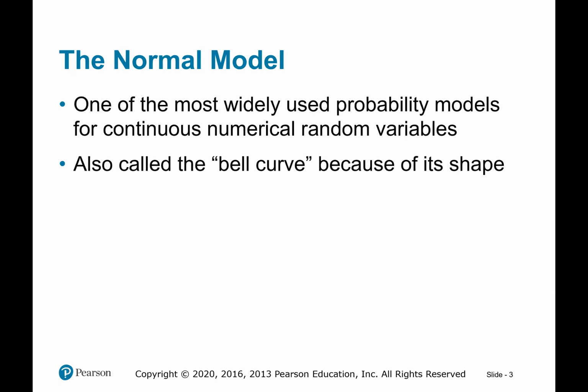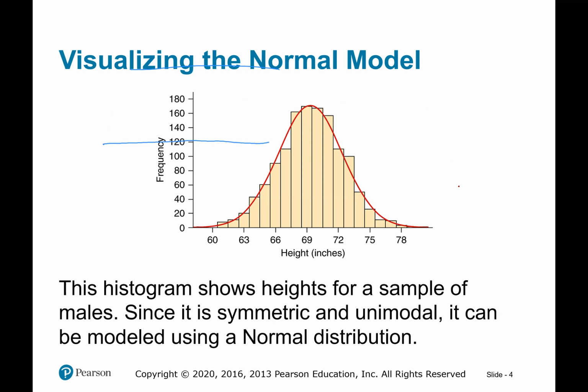In this section, we're talking about the normal model. It is one of the most widely used probability models for continuous numerical random variables. So remember that in section 6.1, we talked about discrete numerical and continuous numerical. But in this normal model, we're just gonna talk about continuous numerical random variables. All right, so it's also called the bell curve because it's shaped like a bell, right? So let's take a look at a bell curve on the next page here.